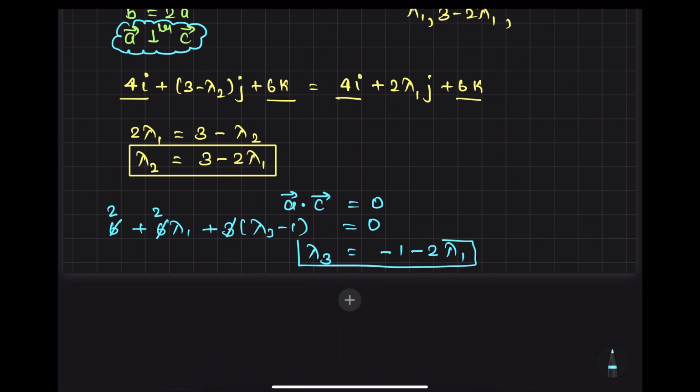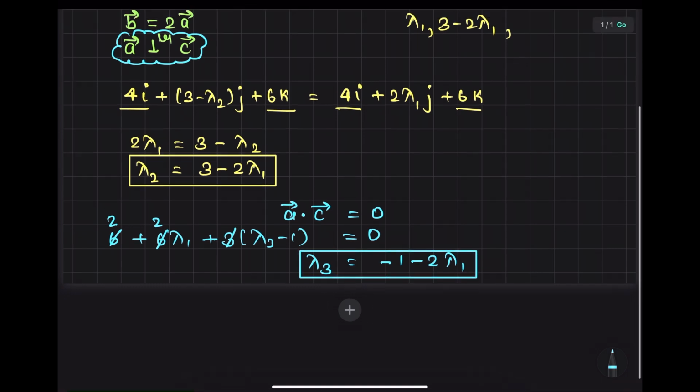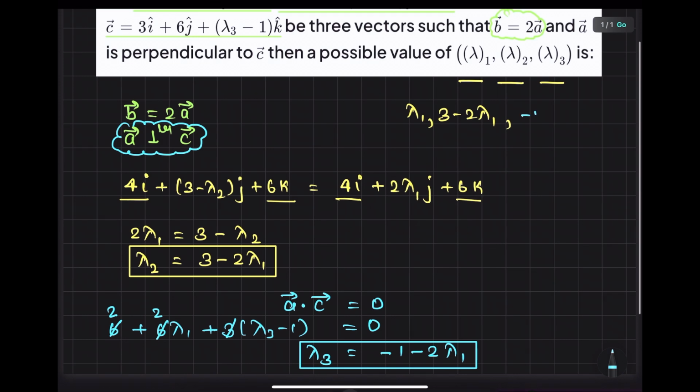So we got our lambda3 as well: minus 1 minus 2 times lambda1. So this is the combination we got. If the value of lambda1 is 1, now here you have to replace lambda1 as 1, you will get your lambda2. Here you will replace lambda1, you will get lambda3.